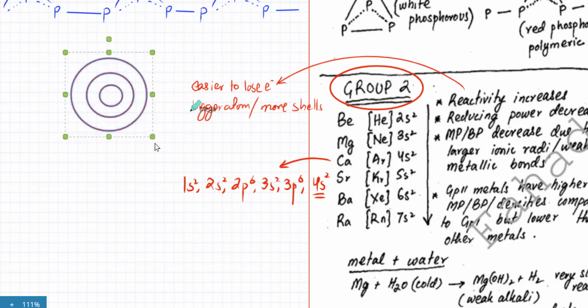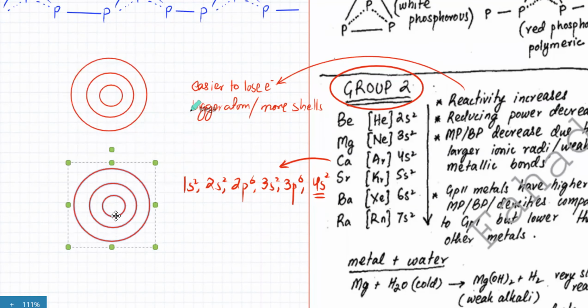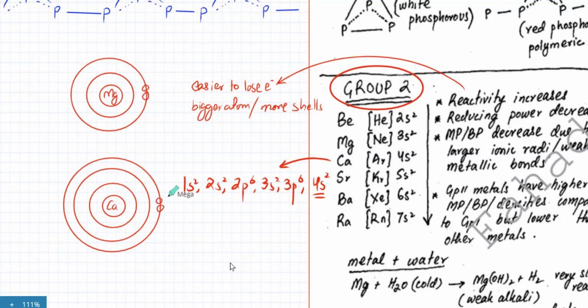So Ca will be bigger in size. Down the group, the ionization energy decreases. If we link this with ionization energies, both atoms have 2 electrons in their outer shell. But since Ca is bigger, the 2 electrons of Ca would be very far away, and it would be easier to remove electrons compared to Mg. So we can also link this with ionization energy, that it decreases down the group.